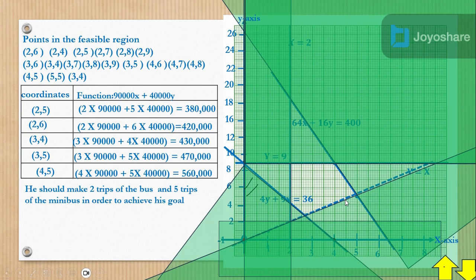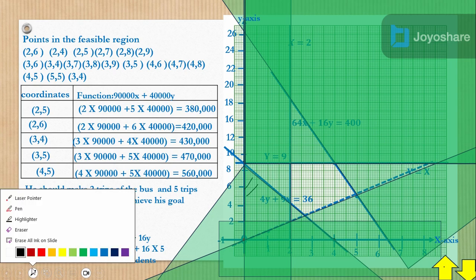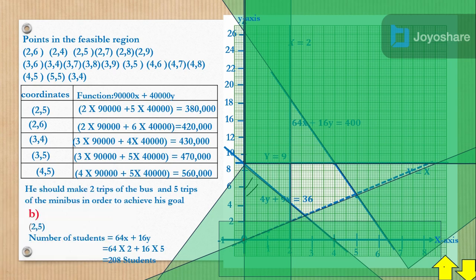Okay, let's see what next. So part B, remember the minimum cost as per his plan was to transport 2 trips of the bus and 5 trips of the minibus. Therefore, to know the number of students he has to transport, we get it from what the bus had to transport. I've explained this, the bus had to transport 64 students, and the minibus had to transport 16.